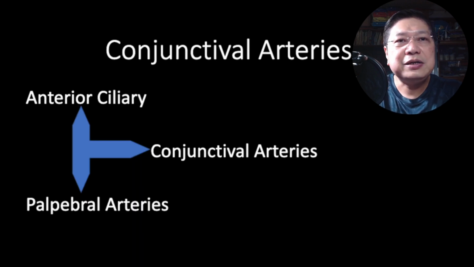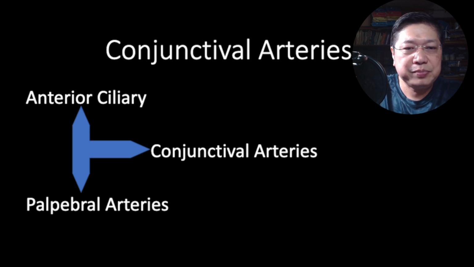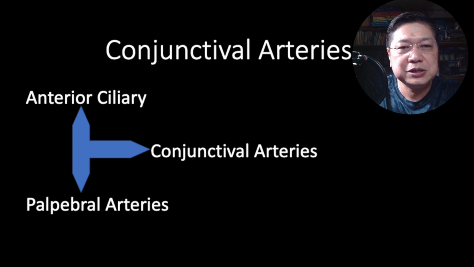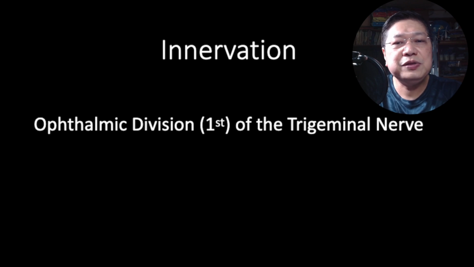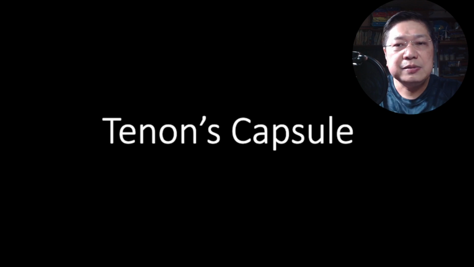Now, the conjunctival arteries basically are a mixture of the anterior ciliary artery and the palpebral arteries joining to become conjunctival arteries. So it's very hard to remove perfusion in your conjunctiva because two separate arteries are actually supplying it, both the palpebral arteries and the anterior ciliary arteries. It's innervated by the ophthalmic division, the first division of the trigeminal nerve, and brings us to the next layer, the Tenon's capsule.